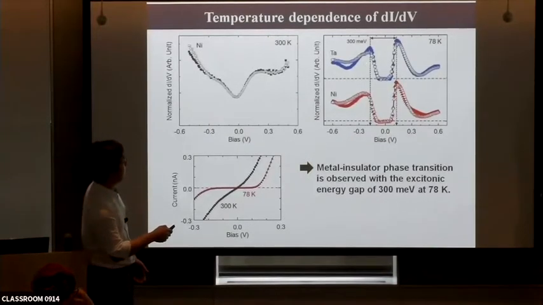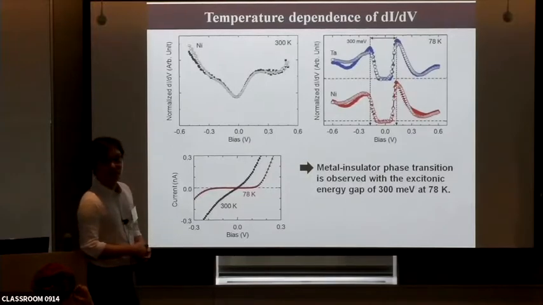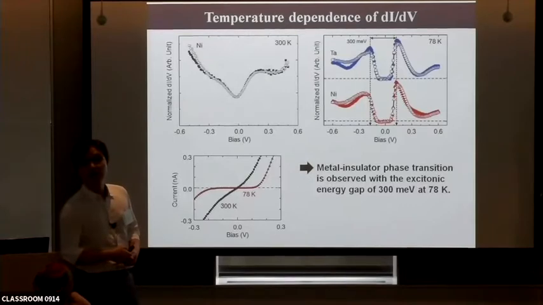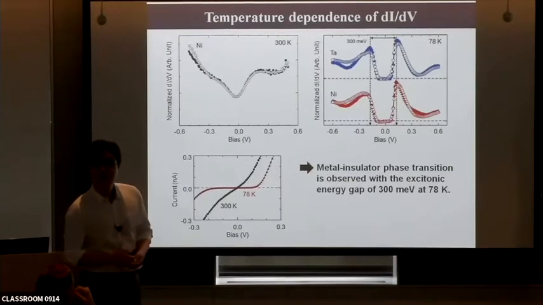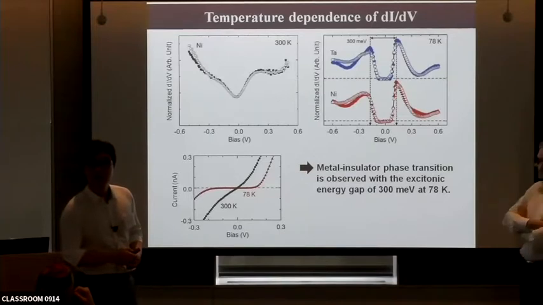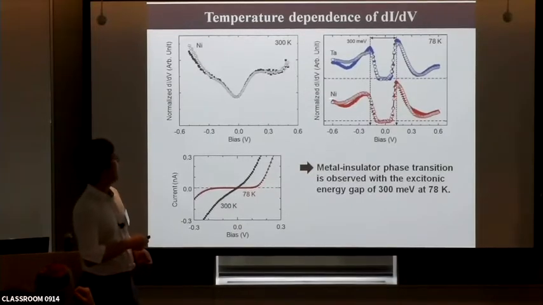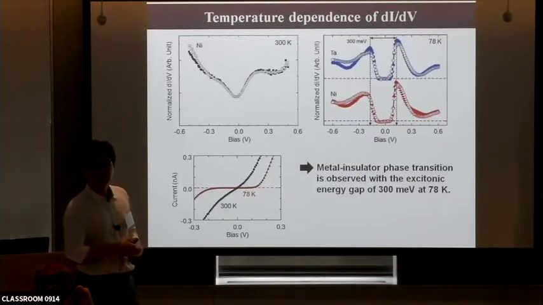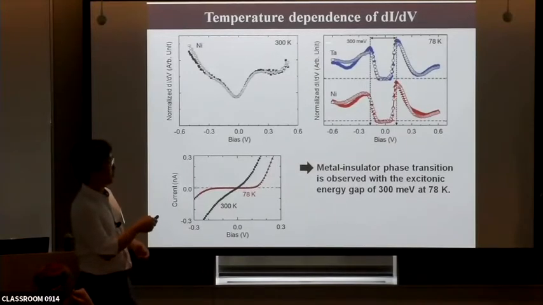But here, would you show us the data between 300 Kelvin and 78 Kelvin? Do you have data for that sudden change? You don't have that data? Yeah, between these two, no, we only have the 300 and 78 Kelvin data. So we only have the two temperature data.